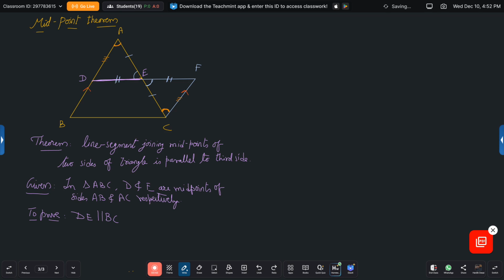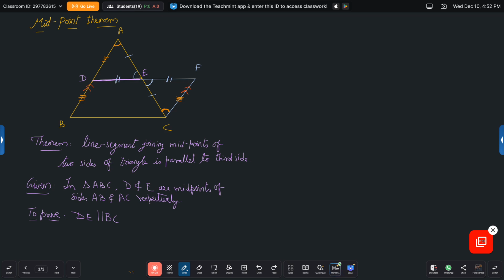Also, as D is the midpoint of AB, AD is equal to BD, right? So AD is equal to BD. AD is also equal to CF, we have proved earlier. So AD and CF are equal, and you can say that BD, which I am making bold, is equal to CF. So one pair of opposite sides is equal. Also, we have proved that AB is parallel to CF.